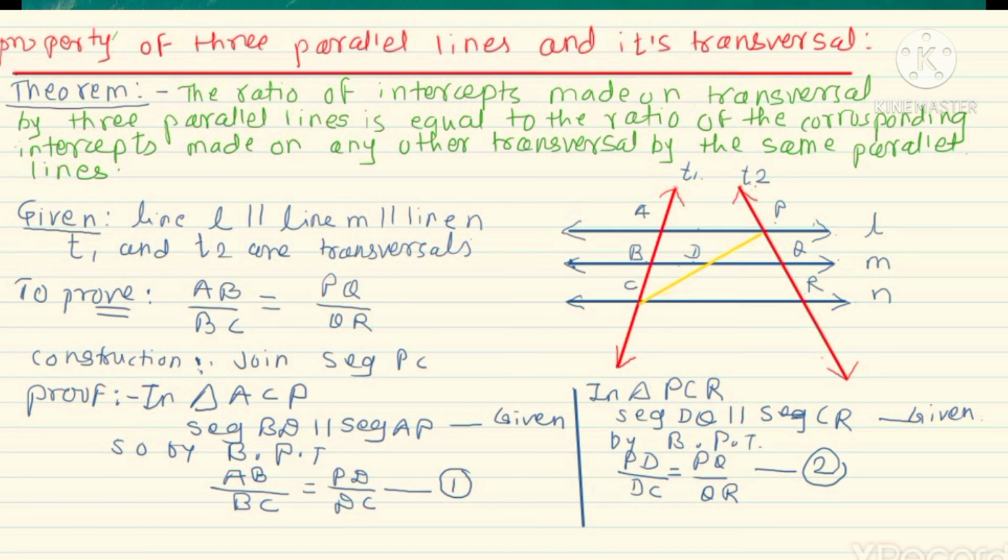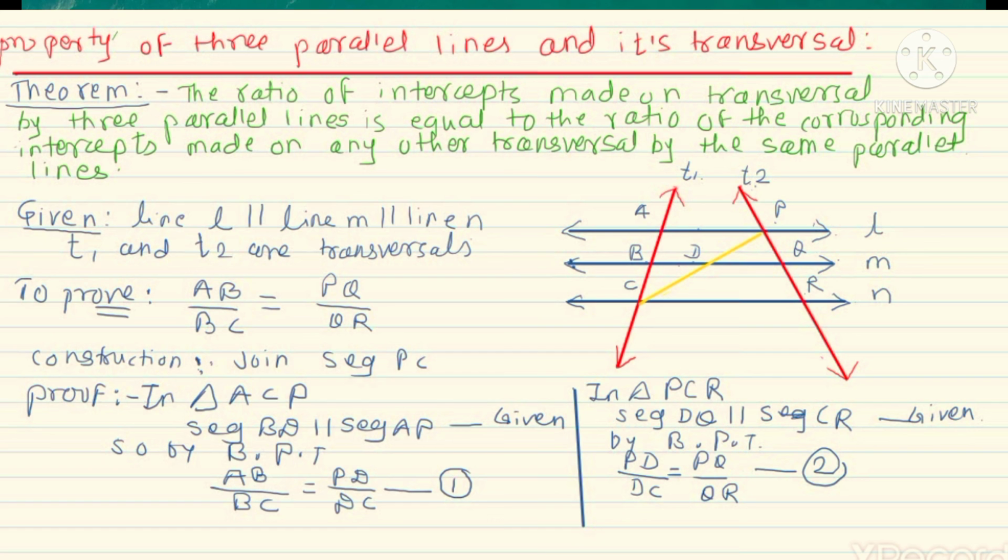Now, applying the BPT theorem, we know that if a line is parallel to one side of a triangle and intersects the remaining two sides in two distinct points, then it divides them proportionally. That means the ratio of PD upon DC is equal to the ratio of PQ upon QR, and that is what I have written here.